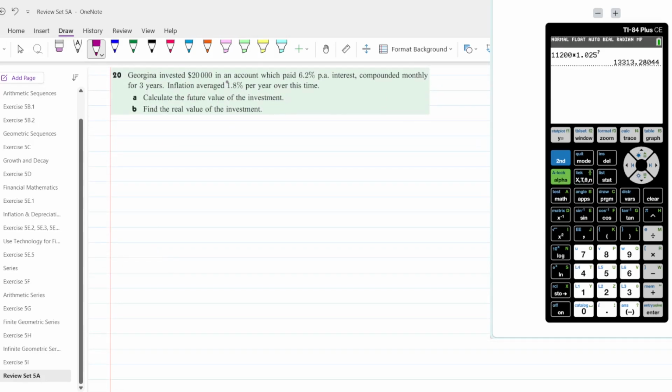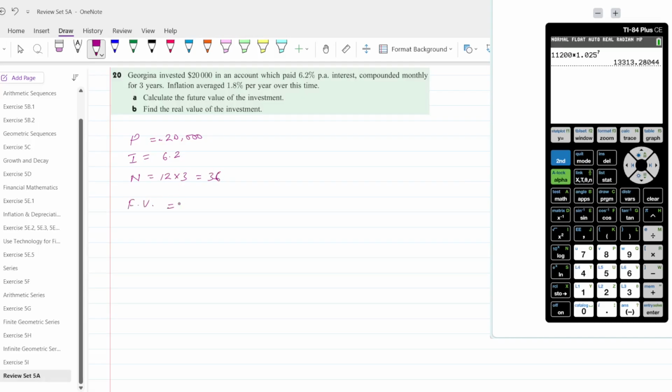Georgia invested $20,000 in an account which paid 6.2% per annum interest compounded monthly for 3 years. Inflation averaged 1.8% per year over this time. So present value is 20,000. So let's make this negative. We'll use TVM Solver. Interest is 6.2. N is 12 times 3, that is 36.